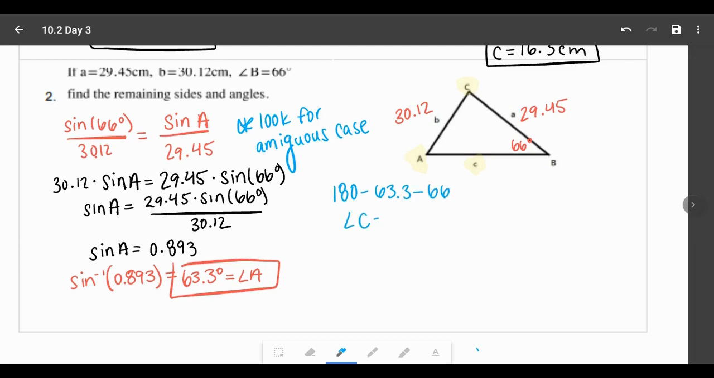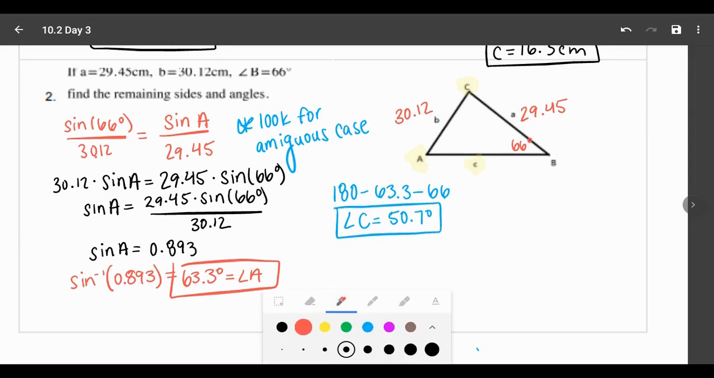So I know that angle C should be 50.7 degrees. And then our last piece of information that we're looking for is side C.